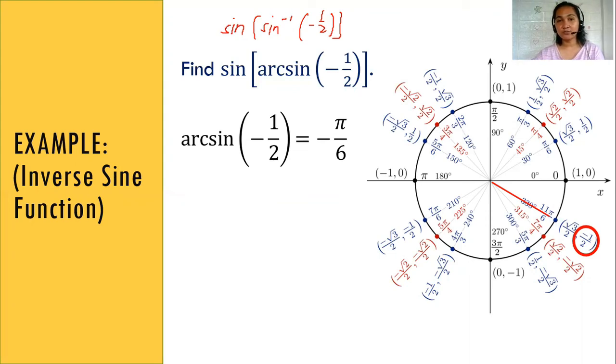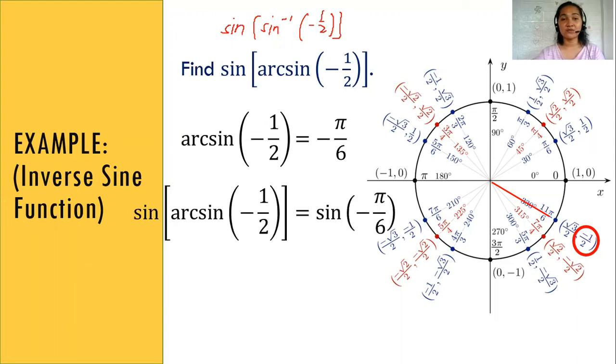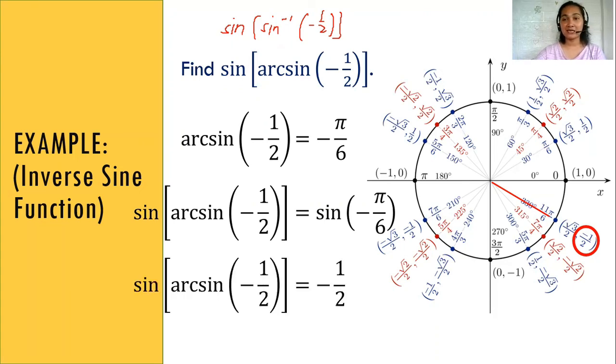Since we need to find the composite function for sine and arc sine of -1/2, after finding the arc sine of -1/2, we'll have to take the sine of both sides of this equation. Thus, we'll have sine of arc sine of -1/2 is equal to sine of -π/6. Sine of -π/6, if you're going to check, will give you again -1/2, meaning the exact value of the given expression is -1/2. So again, we only based our solution on our unit circle.